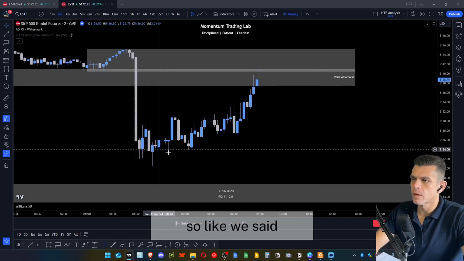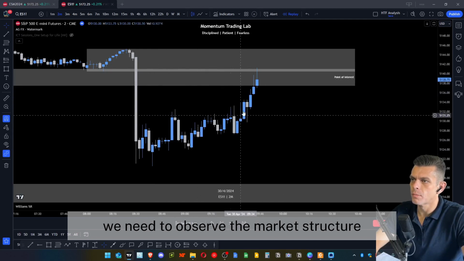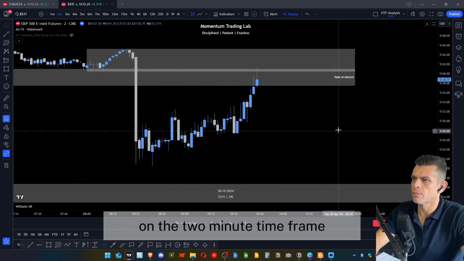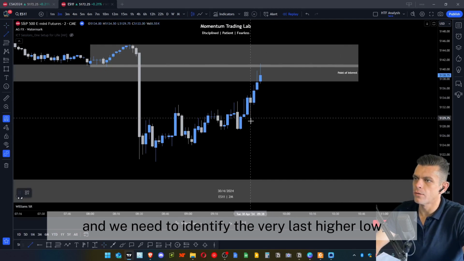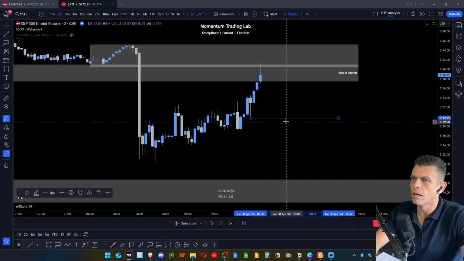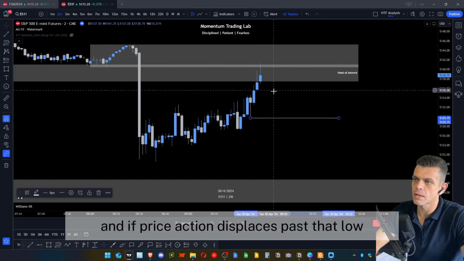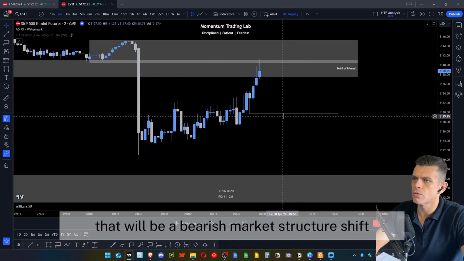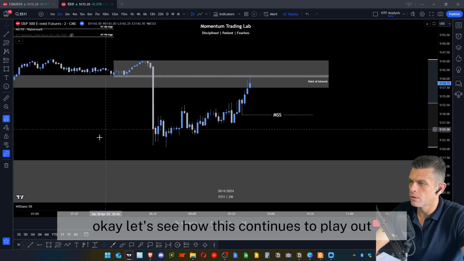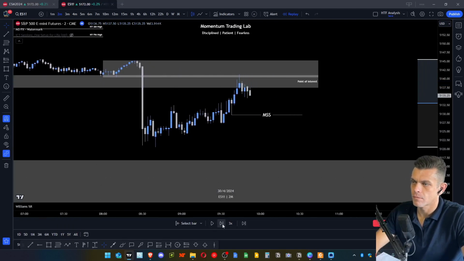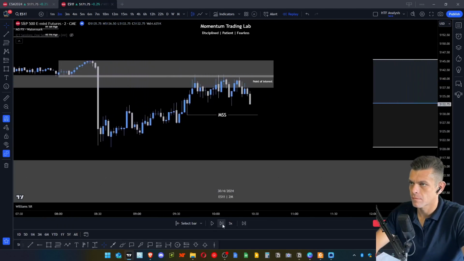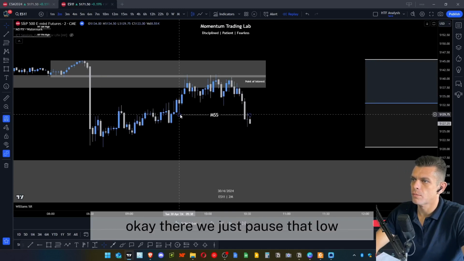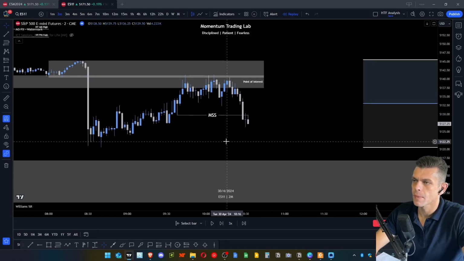All right, so like we said, we need to observe the market structure on the 2-minute time frame. And we need to identify the very last higher low. And if price action displaces past that low, that will be a bearish market structure shift. Okay, let's see how this continues to play out. Okay, there we shift past that low.